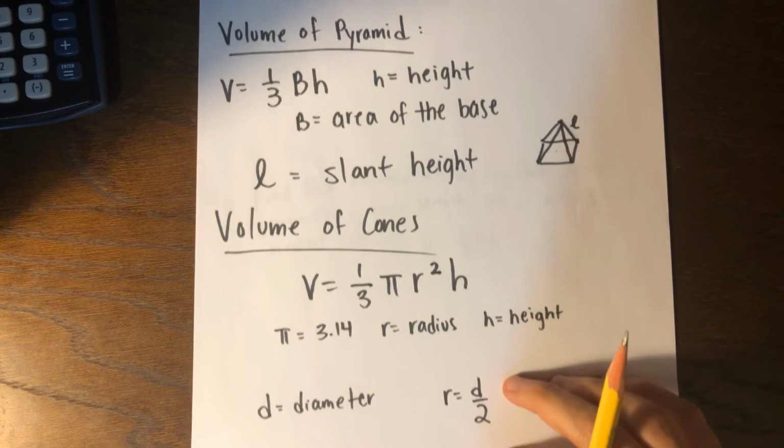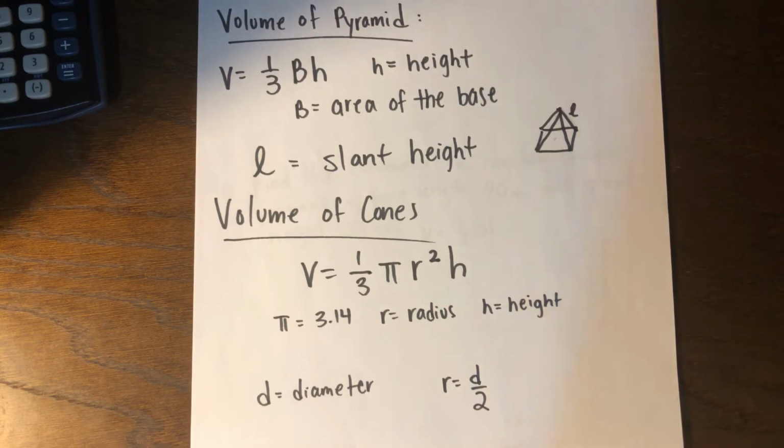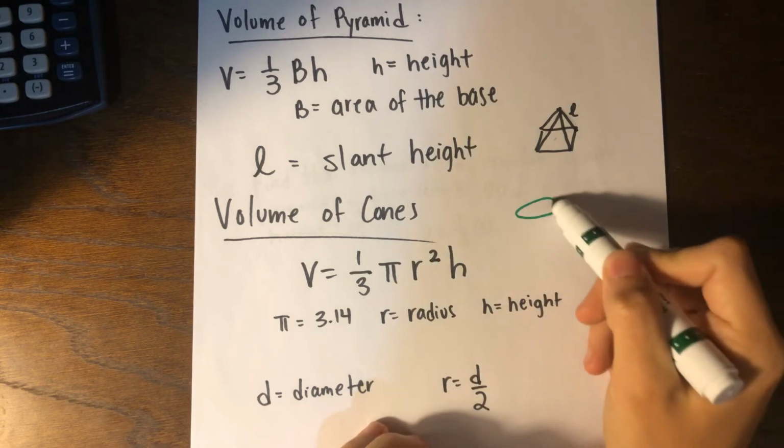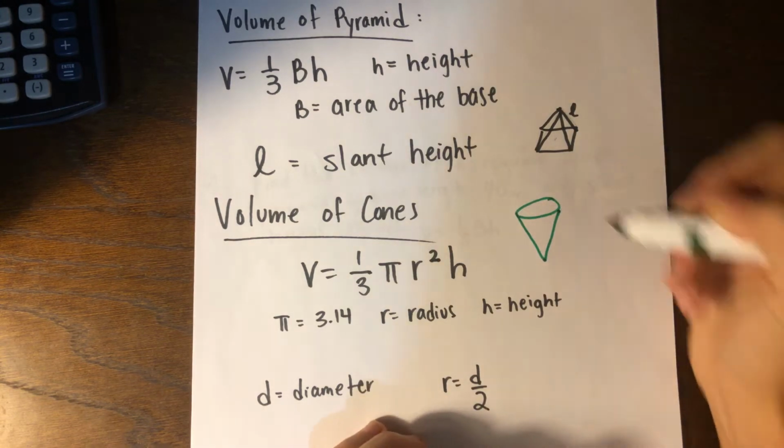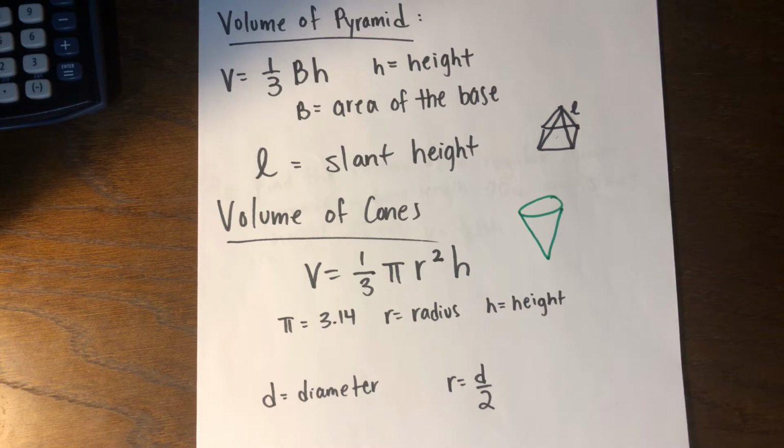Next, we're going to look at the volumes of cones, cones being like an ice cream cone. So, to find the volume of a cone, we take 1/3 times pi, which is 3.14, times the radius squared times the height, which is h.